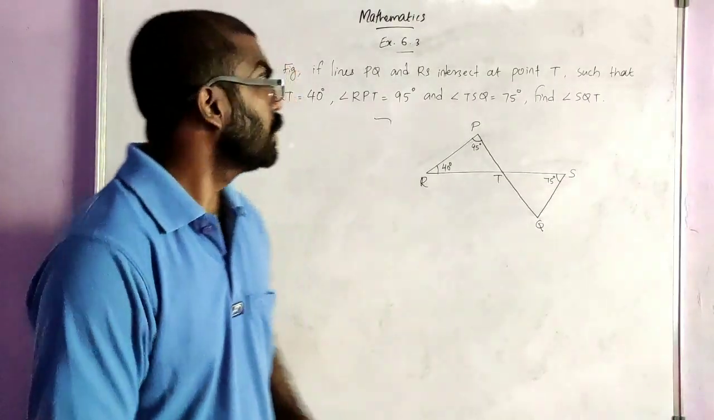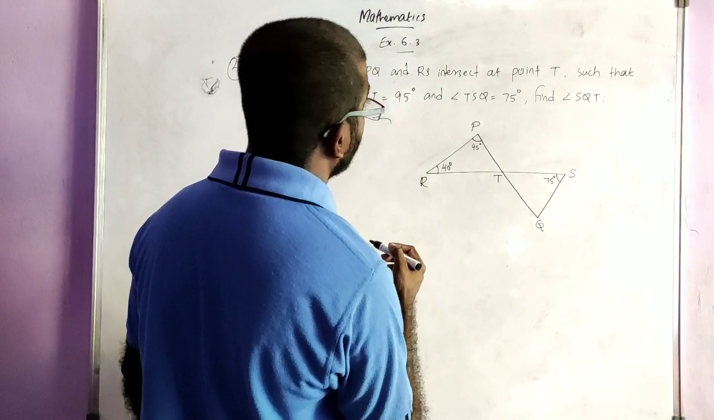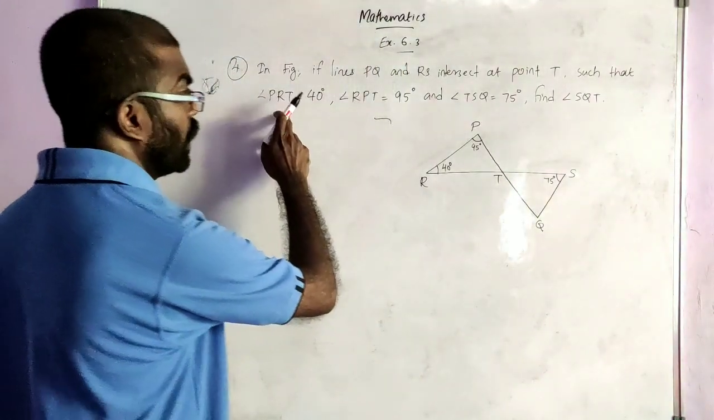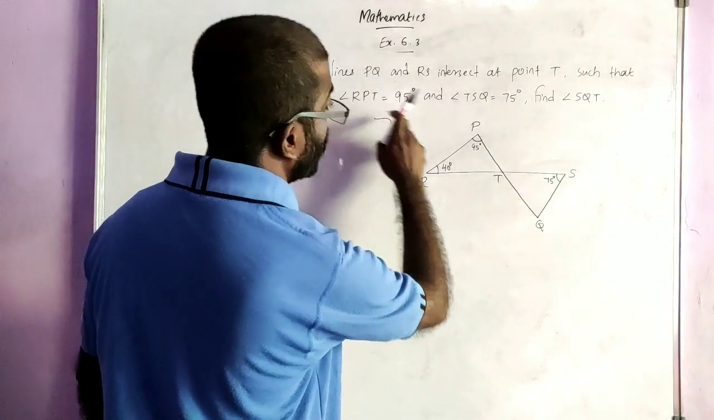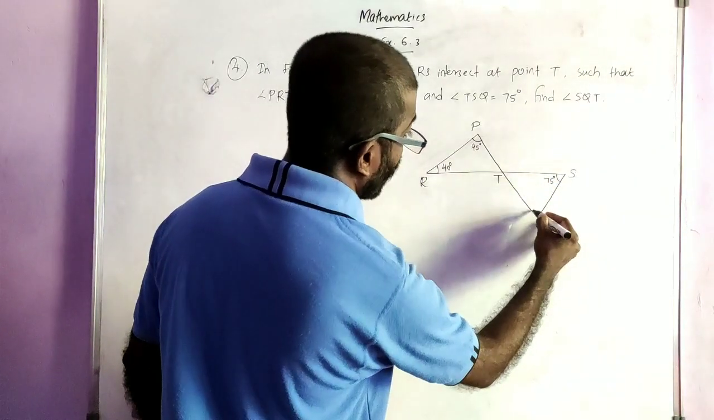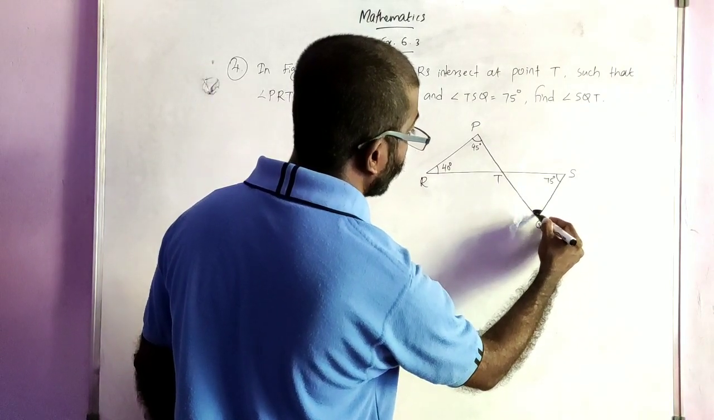Now the next question is, in the figure, if lines PQ and RS intersect at the point T, such that angle PRT is 40 degrees, angle RPT is 95 degrees, and angle TSQ is 75 degrees, find angle SQT. Okay, this angle we have to find out.